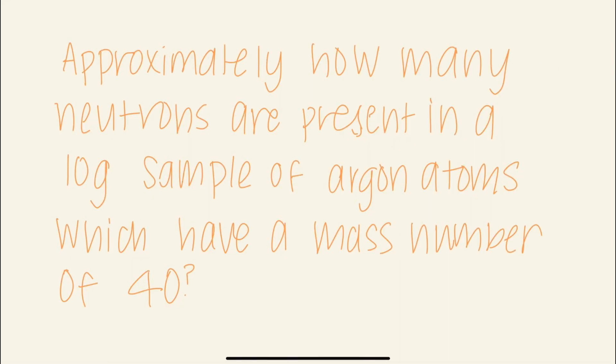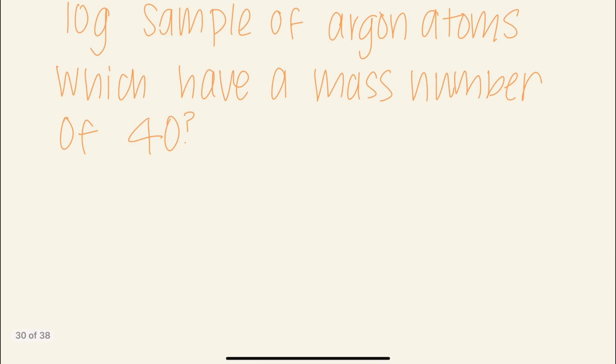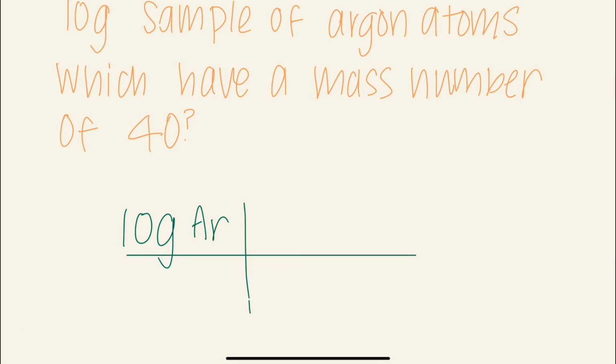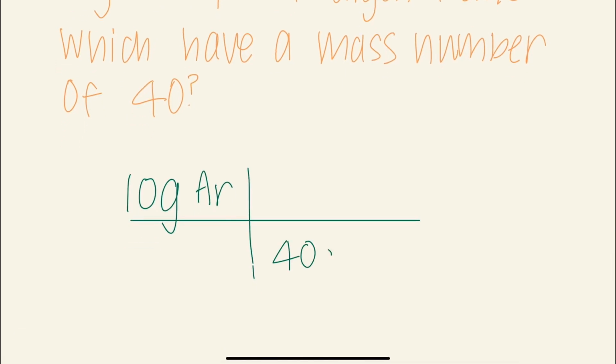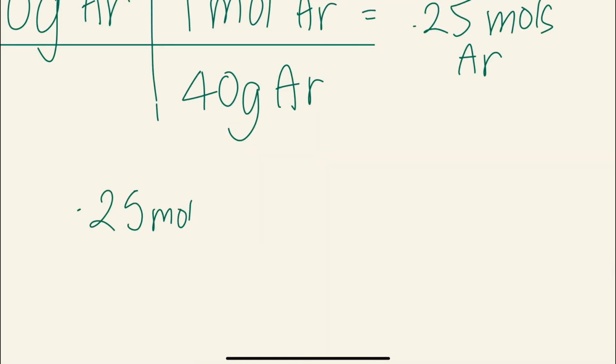The next question asks, approximately how many neutrons are present in a 10-gram sample of argon atoms which have a mass number of 40? So take some time to figure that out. Okay, so if you did this, you are correct. So if you took that 10-gram sample of argon and you put the same dimension here with 40 grams on the bottom, in 1 mole of argon, and you knew that there are 0.25 moles of argon in the sample, and you took 0.25 moles of argon, and you're trying to find the number of neutrons.